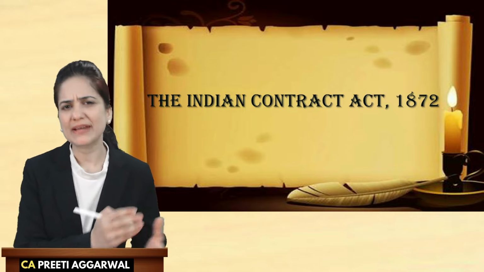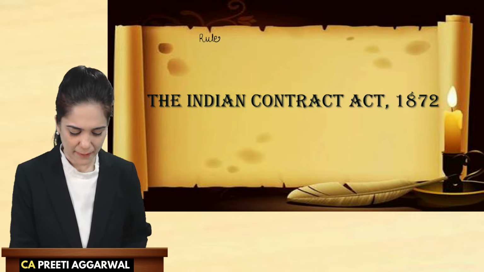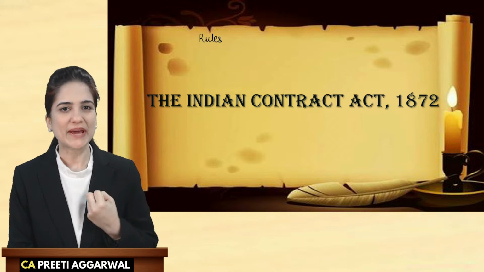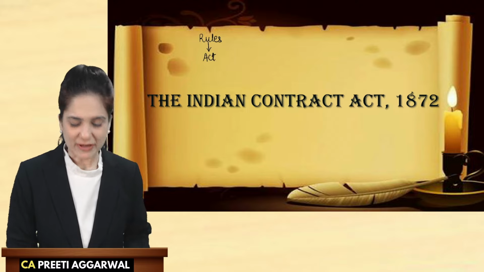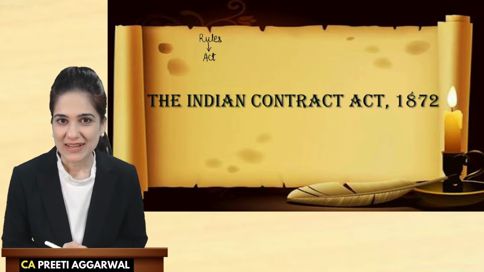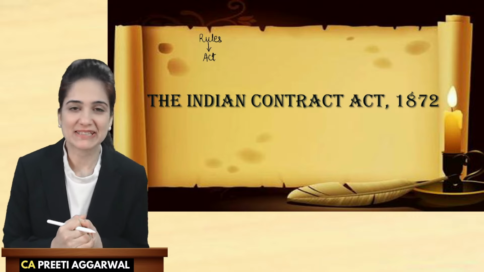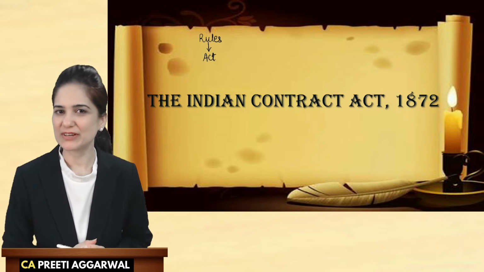Now, in my earlier lecture, I had discussed that law is nothing but a set of rules. When all these rules come together, it forms an act. When many acts come together, it forms law. So all these rules, when they come together, form an act. And the act that we are going to discuss today is the Indian Contract Act 1872.